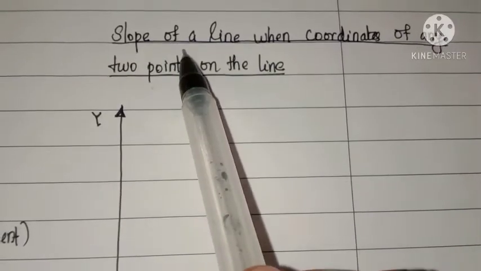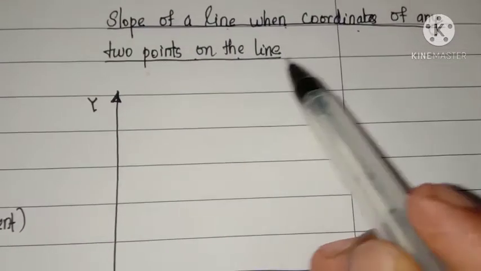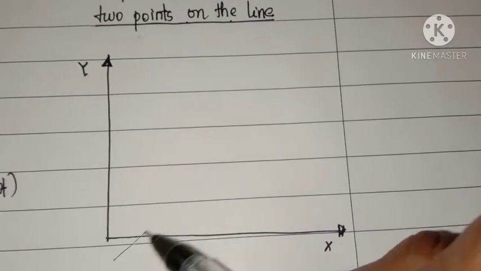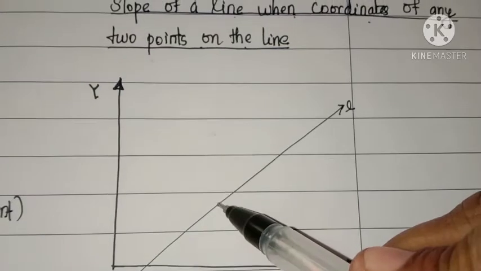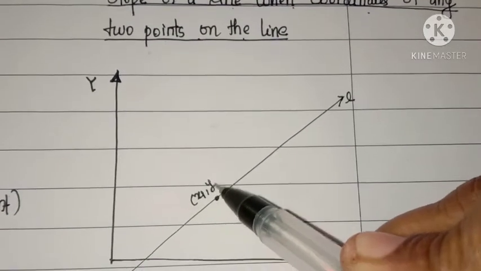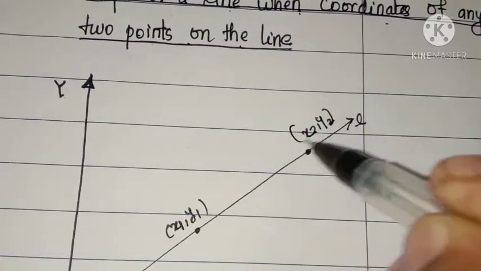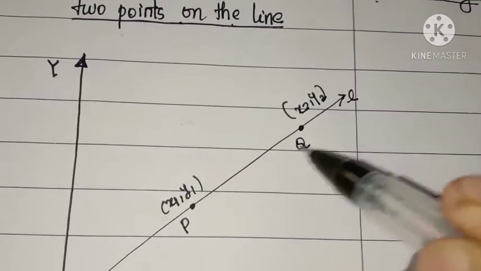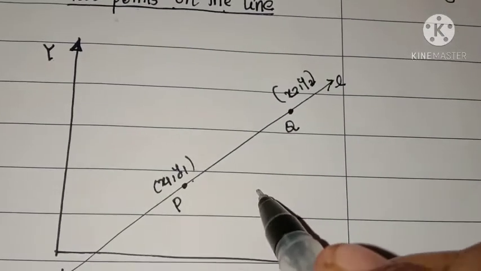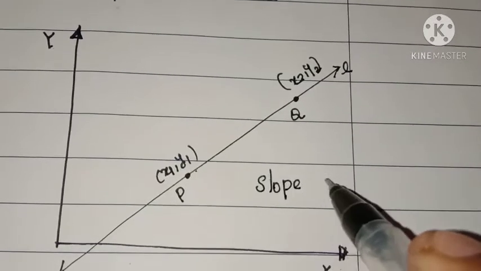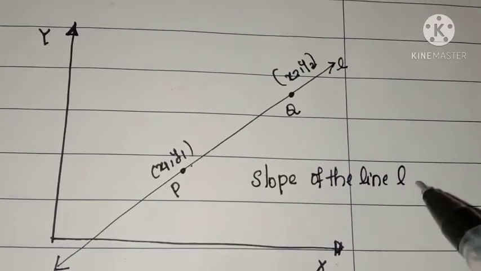Next is slope of a line when coordinates of any 2 points on the line are given. Suppose there is a line L and on this line L there are 2 points with the coordinates x1, y1 and x2, y2. So these are the points P and Q. So this is the line passing through 2 points.